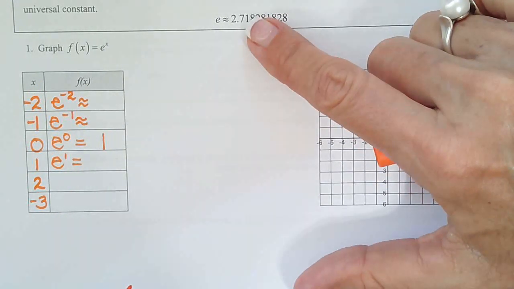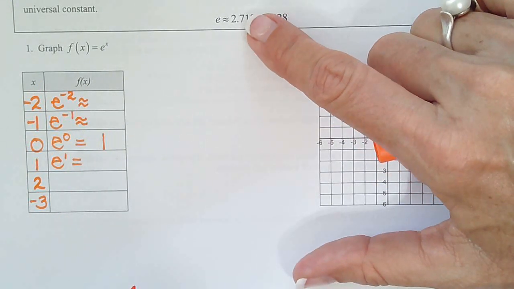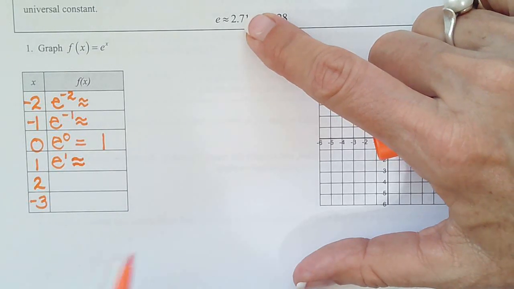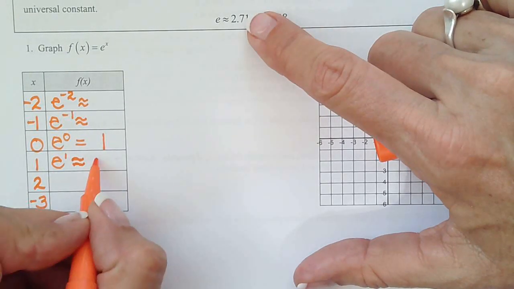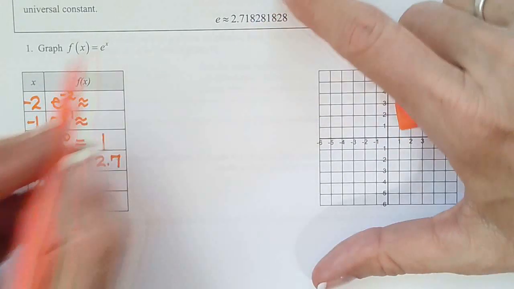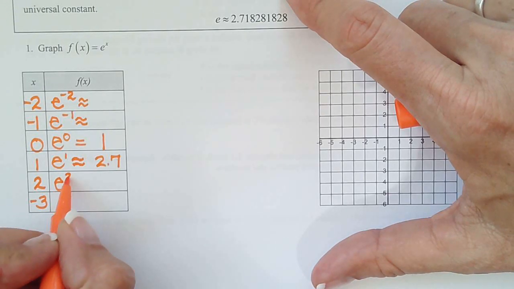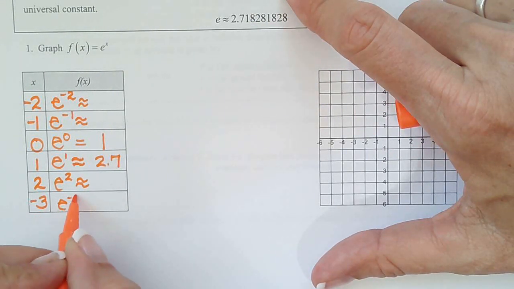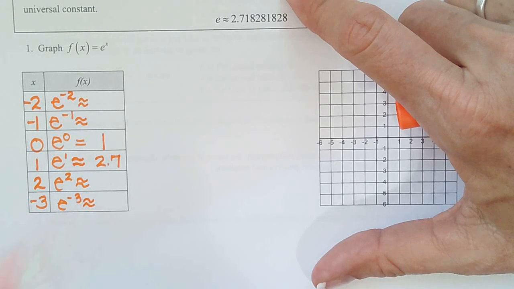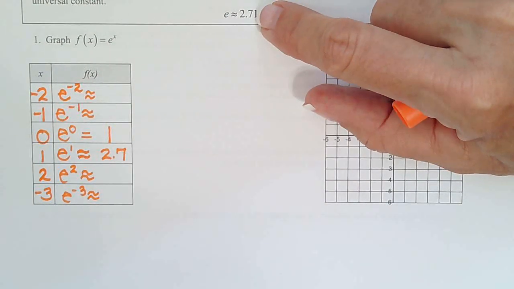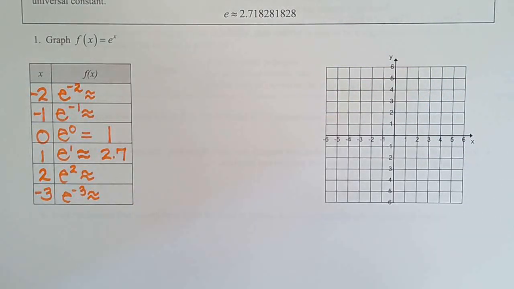When we're graphing, we can really just do about one decimal place. So let's do our squigglies to show we're rounding. That would be about 2.7. So we got 2 of them done. And then we'll have e to the second, which is approximately, and e to the -3rd, which is approximately. Again, we have the approximate symbols because we're going to be rounding on every single problem.